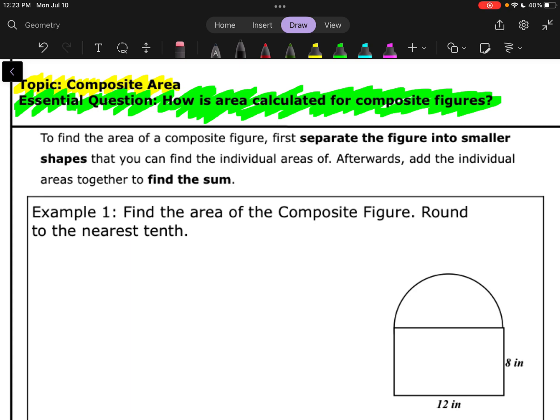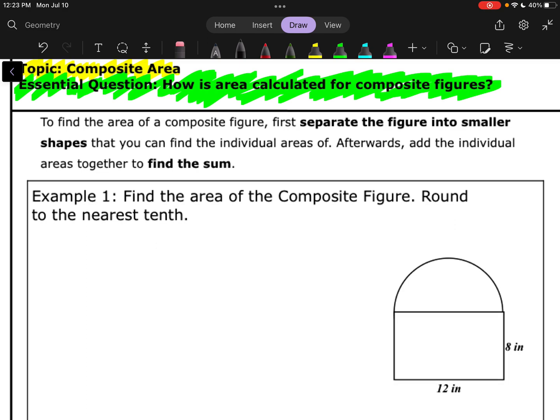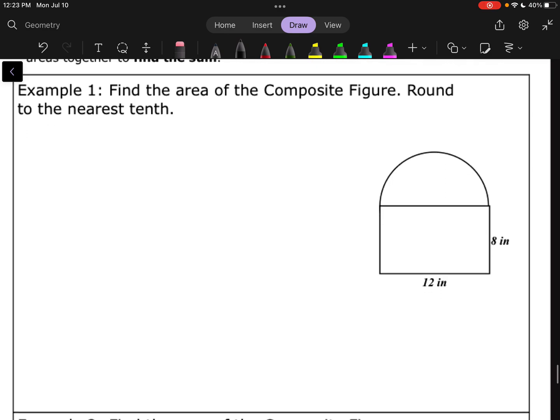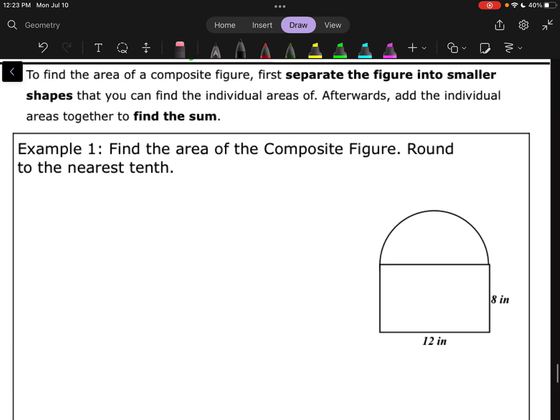So our first little part here says to find the area of a composite figure, first separate the figure into smaller shapes that you can find the individual areas of. Afterwards, add the individual areas together to find the sum. Pretty straightforward. We're going to divide and conquer, essentially. Example 1 says find the area of the composite figure, round to the nearest tenth.